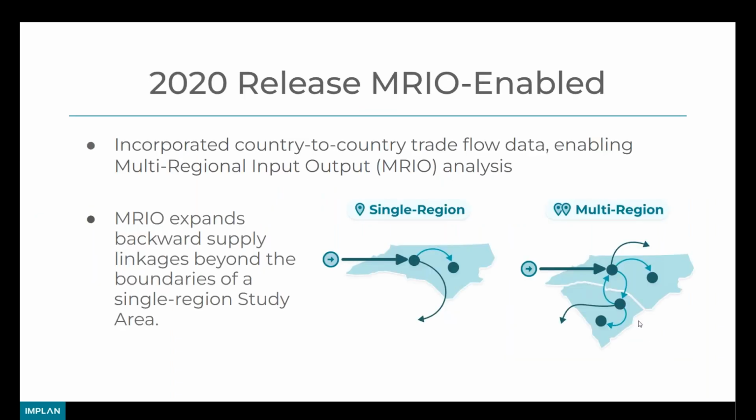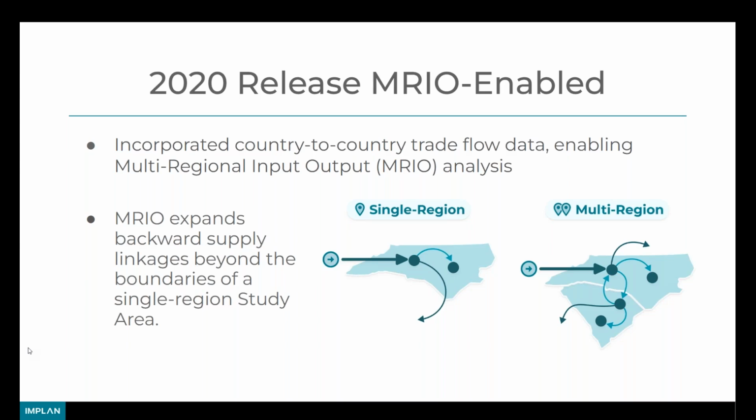A new feature that I'm very excited to announce is the ability to conduct a multi-regional input-output analysis, or an MRIO analysis. Starting with this 2020 release, we are now incorporating the OECD inter-country input-output tables, which provide country-to-country trade flows by commodity and trading partner. With this data incorporated, it is now possible to track how an impact in one country affects the production of all industries in any other country.